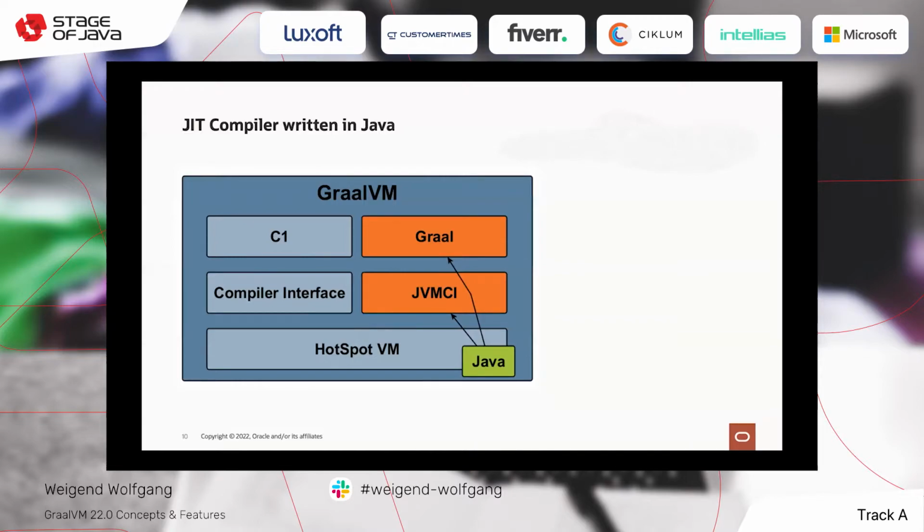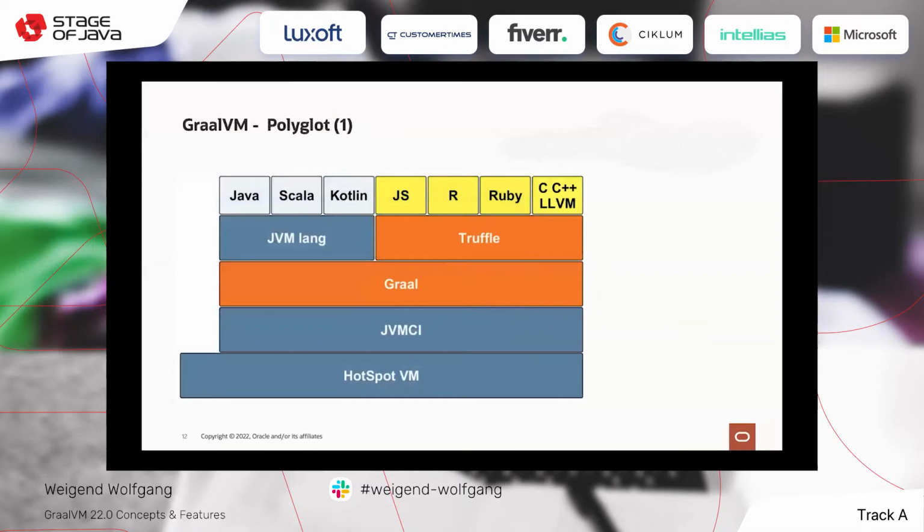May 2019. And though we had this experience and it's moving fast on technology innovation and getting more and more stuff embraced, you see the polyglot capabilities of GraalVM. Here we see JavaScript, R, Ruby, and the C++ low-level VM toolchain.